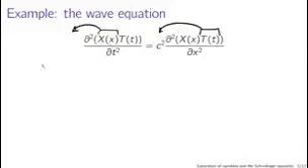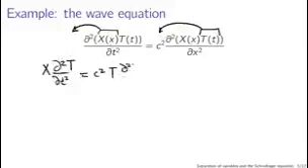And what we've got then is capital X. I'm going to drop the parentheses x because you know capital X is a function of lowercase x. So you've got big X times the second partial derivative with respect to time of big T, equals c squared times big T times the second partial derivative of big X with respect to x.